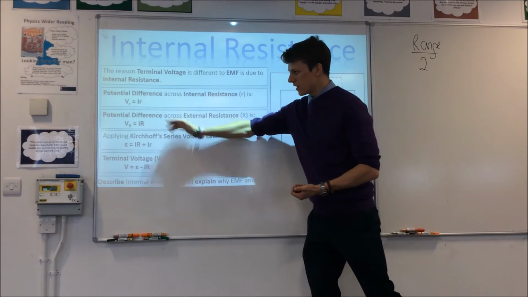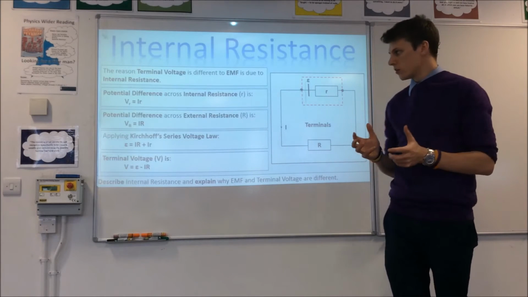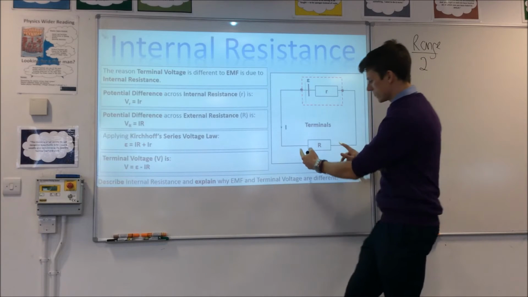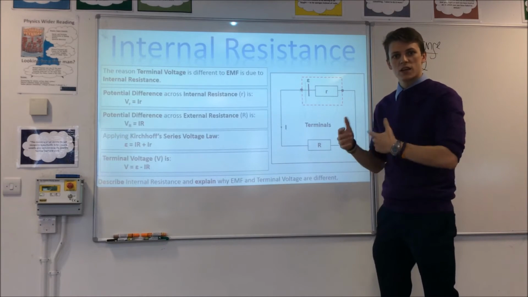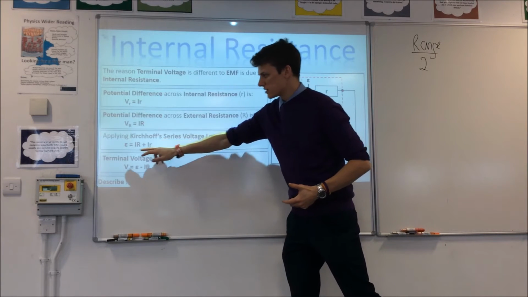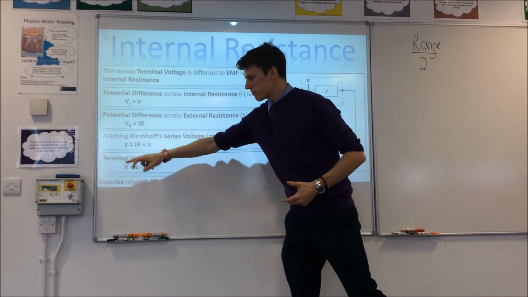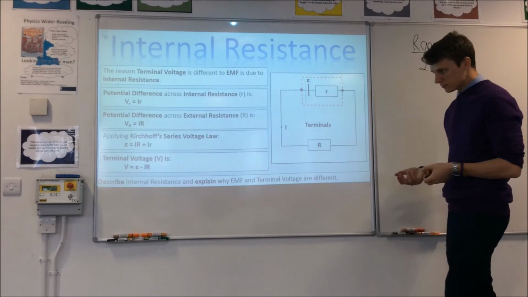So we can see that one there. And if we apply Kirchhoff's voltage law, what we can see is that the potential difference across here plus the potential difference across here must be equal to the total EMF of the battery, which is where you get an equation like this: EMF is equal to I times big R plus I times small r. That's where that equation comes from.